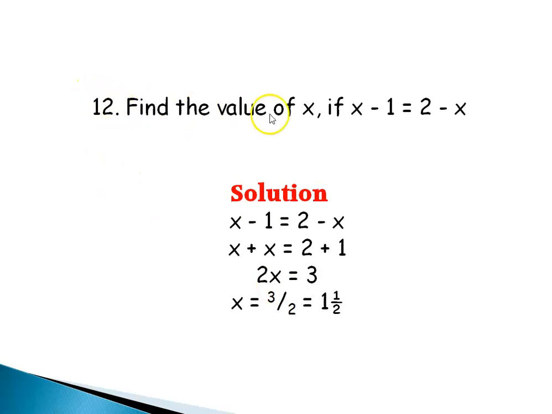Question 12. Find the value of x if x minus 1 is equal to 2 minus x. Okay, all I need to do here is to collect like terms. My minus x will come here, it becomes plus x. My minus 1 will come to this other side, it becomes plus 1. x plus x, 2x, 2 plus 1, 3. And then I can divide both sides by 2. 2x divided by 2 will give me x. 3 divided by 2 is one whole number, 1 over 2.